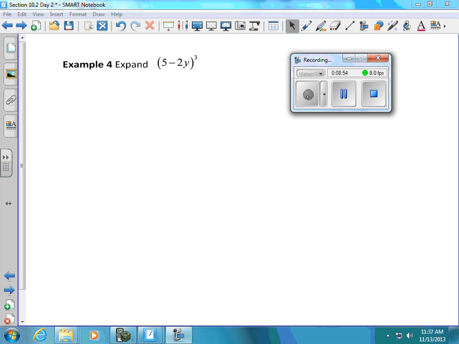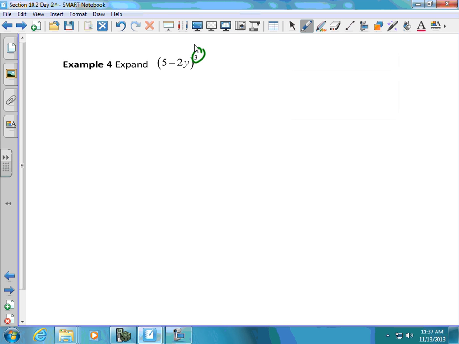First of all, we start out the same way. The 3 tells us we're going to be in row 3. So let's make row 3 of Pascal's triangle. 1, 2, 1, 1, 3, 3, 1. So these are the terms we're going to use for our coefficients. 1, 3, 3, 1.